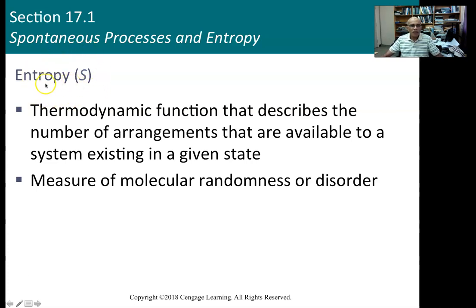So now let's continue. Entropy, which is given the capitalized S as the symbol, is a thermodynamic function that describes the number of arrangements that are available to a system existing in a given state. Now we'll try to go into a bit more detail of this meaning. That's a thermodynamic definition. What it's essentially saying is that if a system has the possibility of multiple forms of arrangement in that state, it's going to be favorable. In other words, that's what we are looking at in terms of spontaneity.